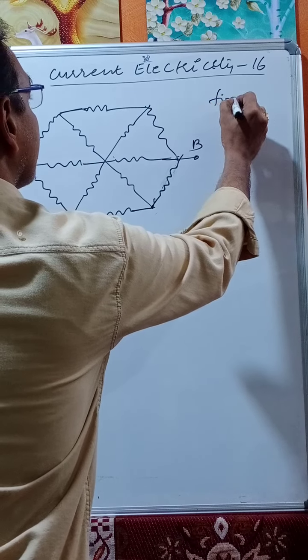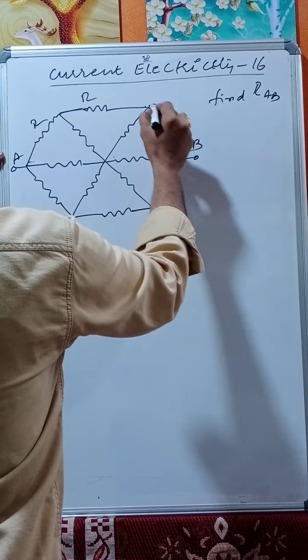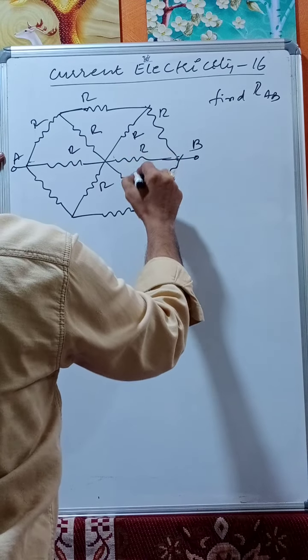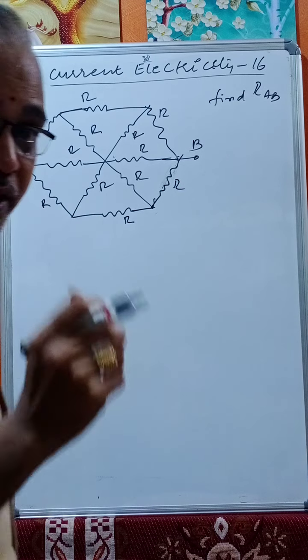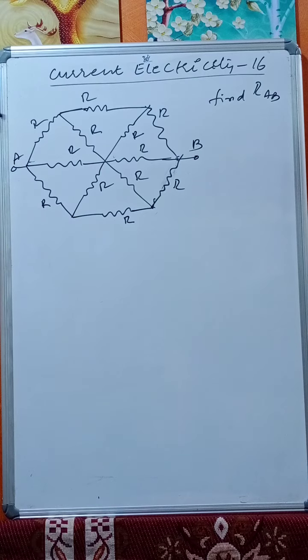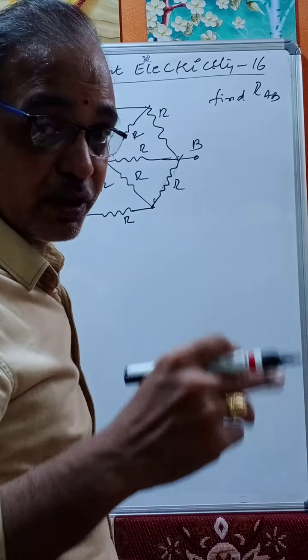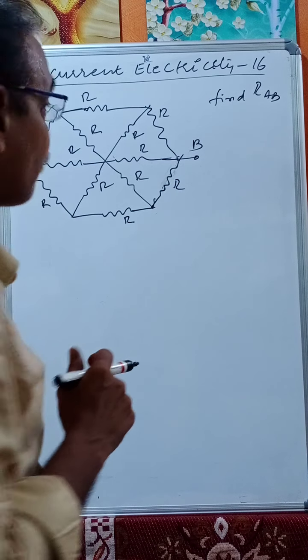Find R_AB. These are all resistances R. Find the equivalent resistance between A and B. For that, how to proceed? I have discussed two ways for this one. We discussed in the previous case, where I took half of this part and discussed it. Now let's take the full part.